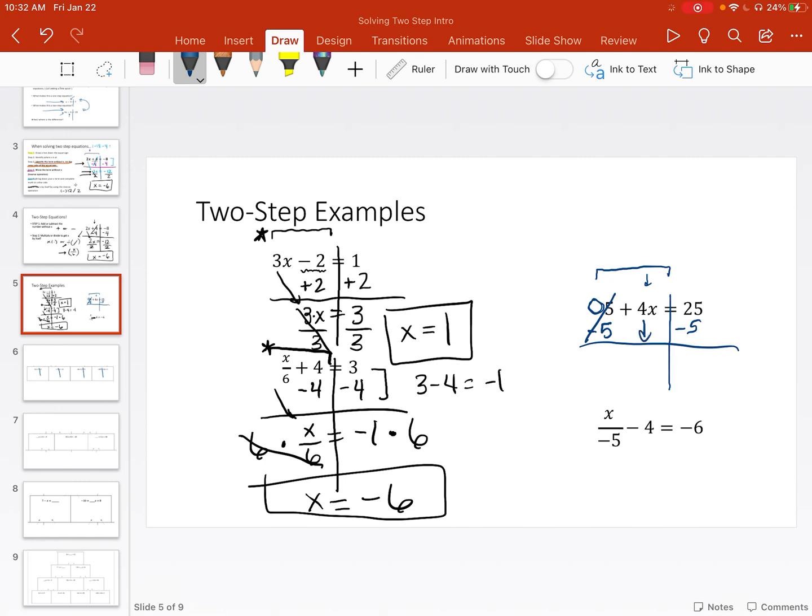Those are going to cancel. I can bring my 4x down. I haven't touched that yet. And I have 25 minus 5, which will give me 20. Divided by 4 on each side, x will give me 5.